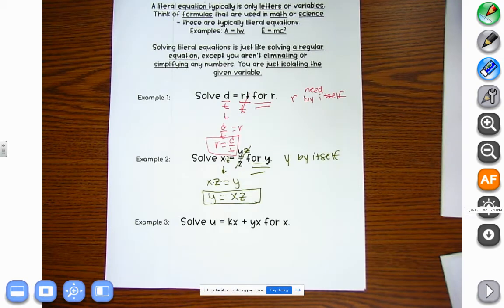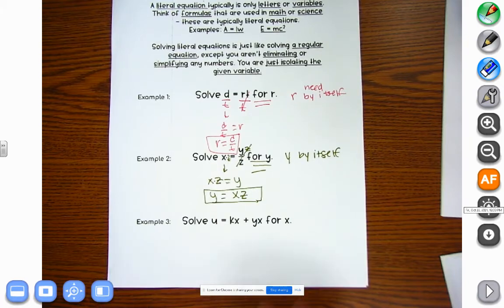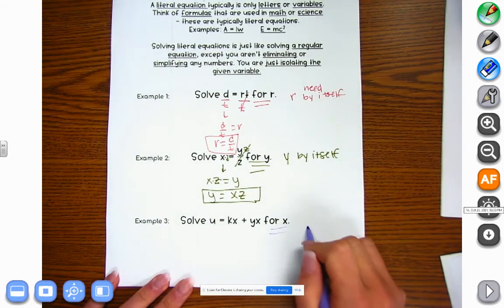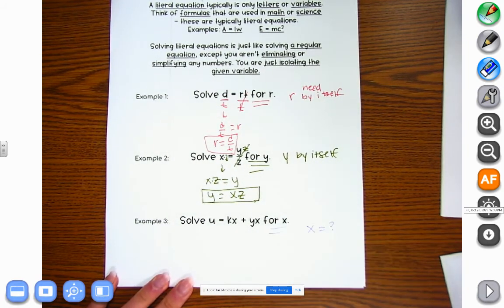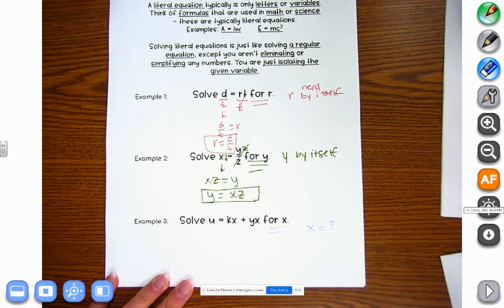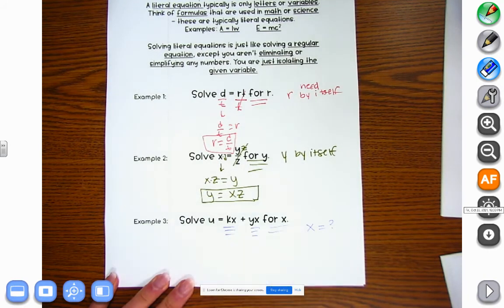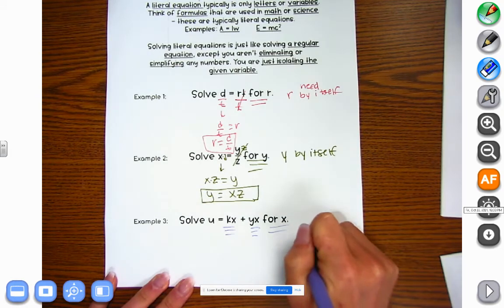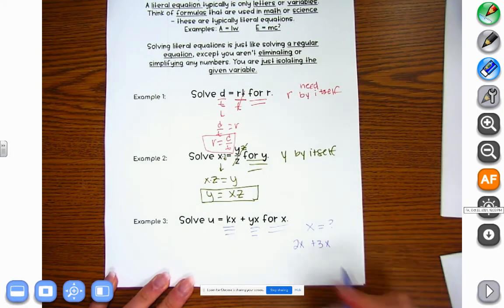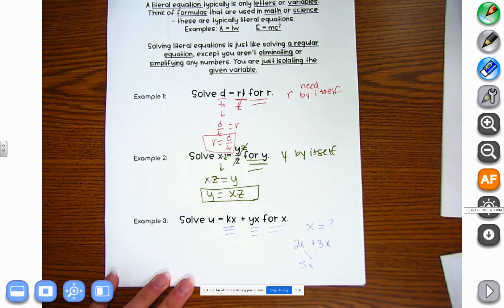And then the last example, this one is a little bit more difficult. It's just a little bit tricky. So you need to get x by itself. So we need x by itself. Okay? These are technically called like terms. So if you had 2x plus 3x there, you would simplify this to 5x. So we're going to do the same thing with your k and your y.